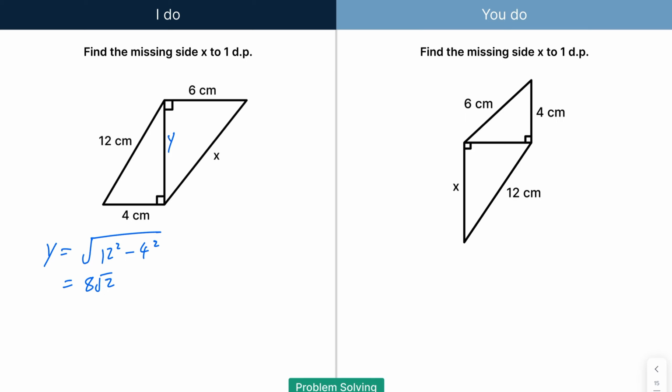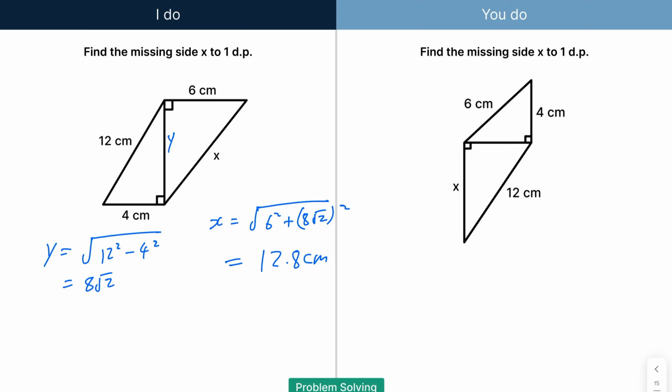So now I know what y is, I can look at this triangle here. This is a right angle. We want to find x. X is the longer side. So x is going to be the square root with a plus in the middle. That's going to be 6 squared plus y squared. And we know what y is, so that's going to be all of that squared. If I now type that into my calculator, root 6 squared plus that squared, that gives me an answer to one decimal place of 12.8 centimeters.